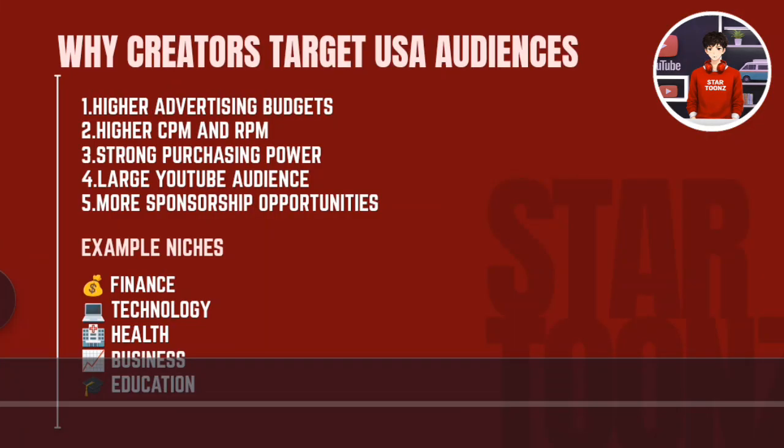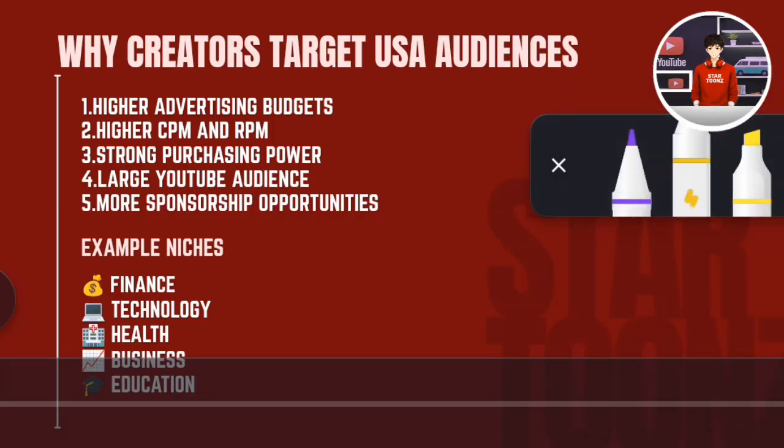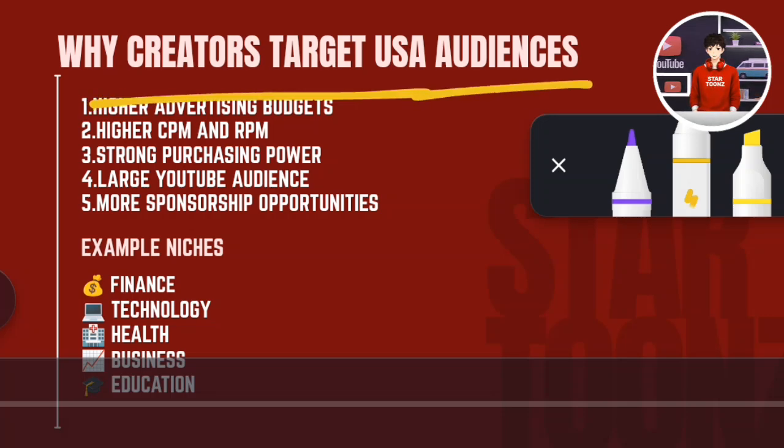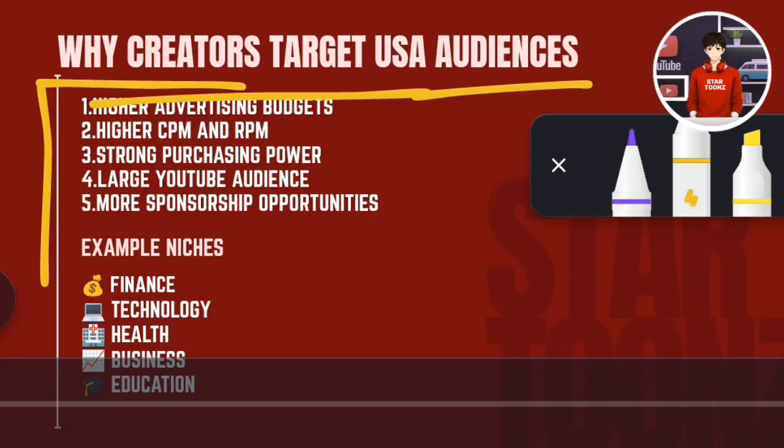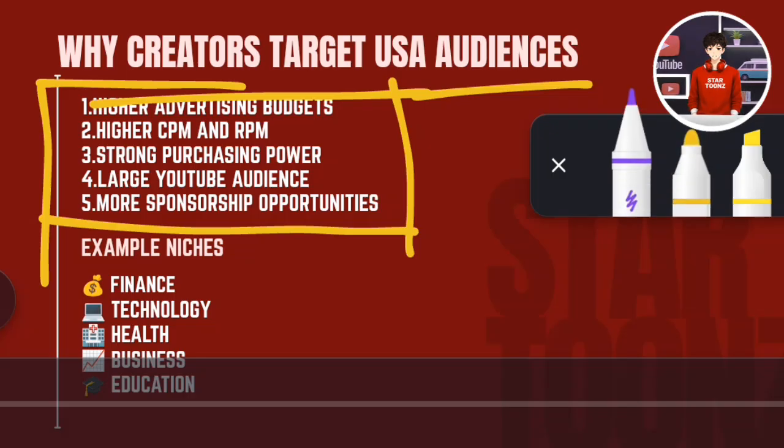One question I get all the time is, why do so many creators want a USA channel? The answer is simple. Money follows advertisers. Businesses in the United States spend billions of dollars on advertising every year. Because advertisers are willing to spend more money, CPM and RPM are often higher. Another reason is purchasing power. People in the USA generally spend more money online. This creates opportunities for affiliate marketing, sponsorships, and digital products.